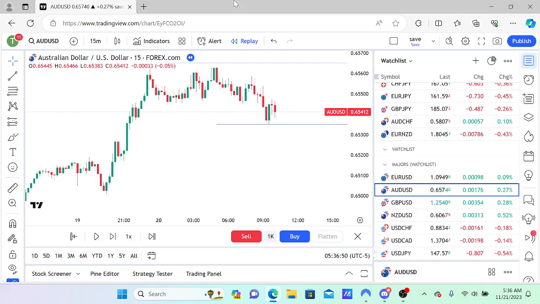Hey, how you doing? So in this video, we're going to be talking about ICT mitigation blocks. What are they? How to identify them? All that good stuff. So I'm going to use this AUD/USD from yesterday for an example.